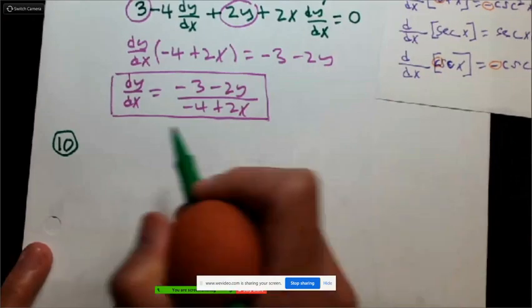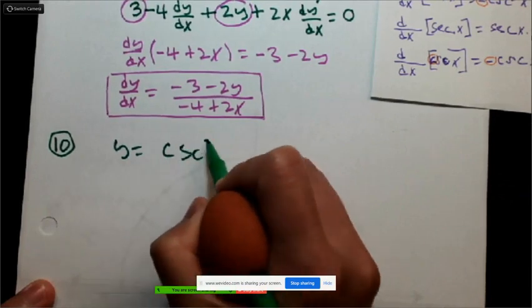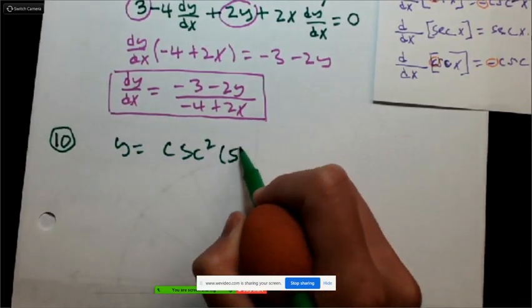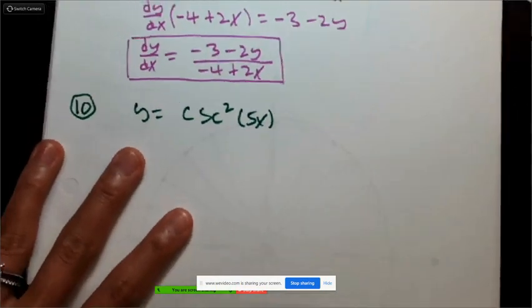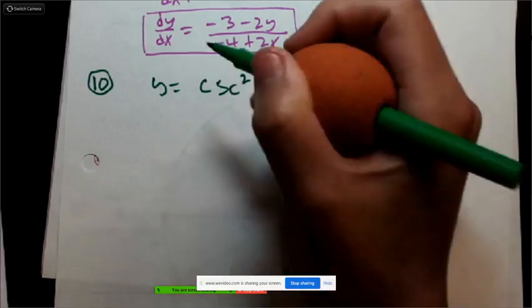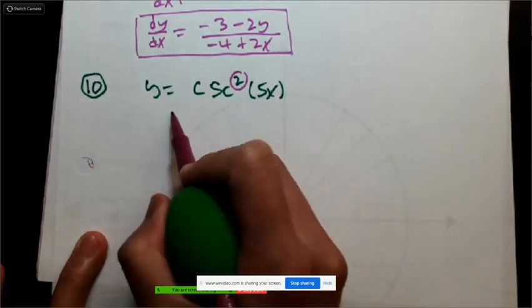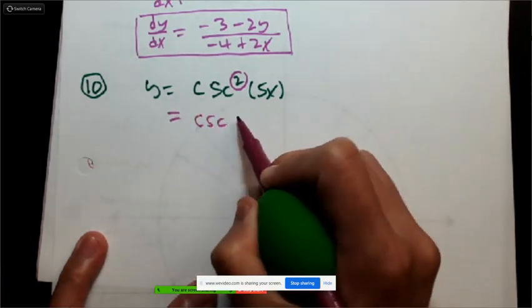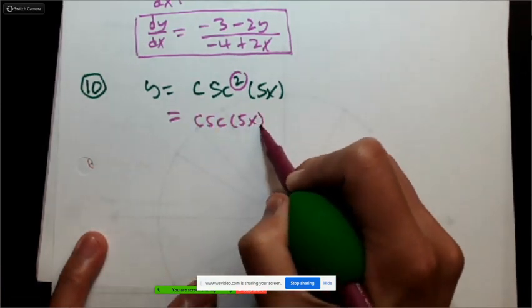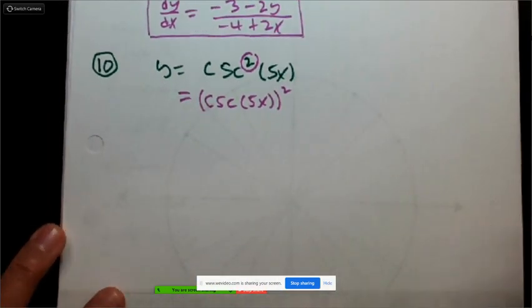Y is equal to cosecant squared of 5x. All right. So whoever made calculus decided to put the powers right in between the constant and the trig function. Let me rewrite that part. So I'm going to go ahead and write it in a different way. So instead, let's write out cosecant of 5x all to the power of 2. Do we all see chain rule at the moment?